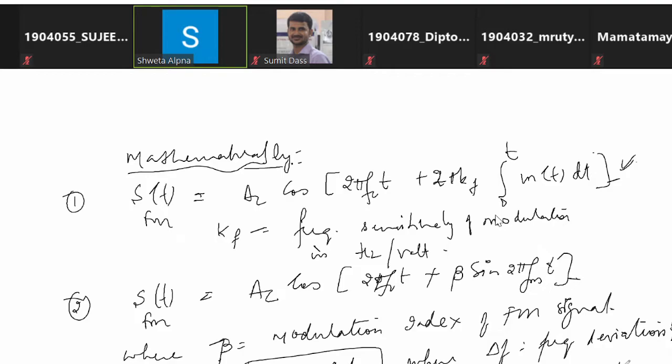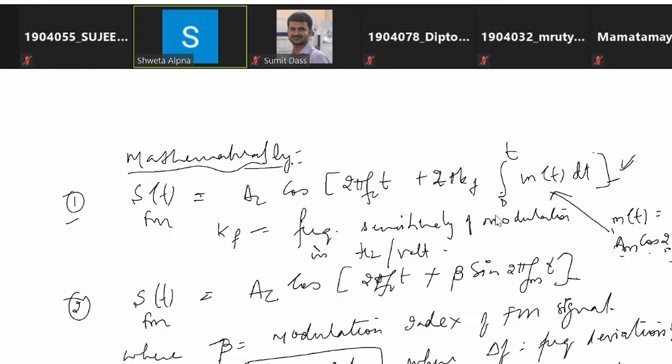In equation number 1, if we replace m(t) with a single tone expression, m(t) = Am cos 2π fm t, single tone means our message signal contains only one frequency component. If we replace the message signal m(t) with a single frequency component message signal in the form of Am cos 2π fm t, and do the integration of Am cos 2π fm t, we will find that we get expressions in the form of kf into Am divided by fm.